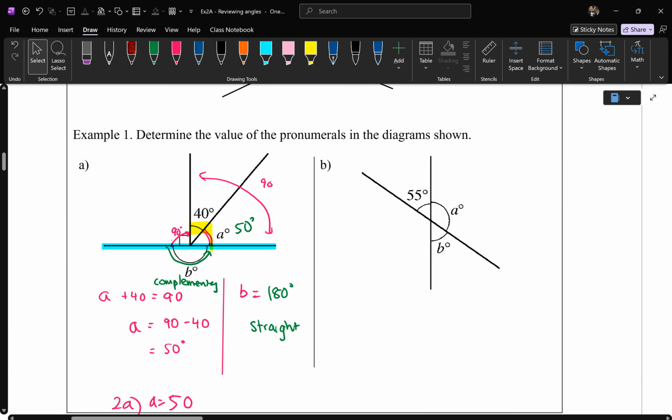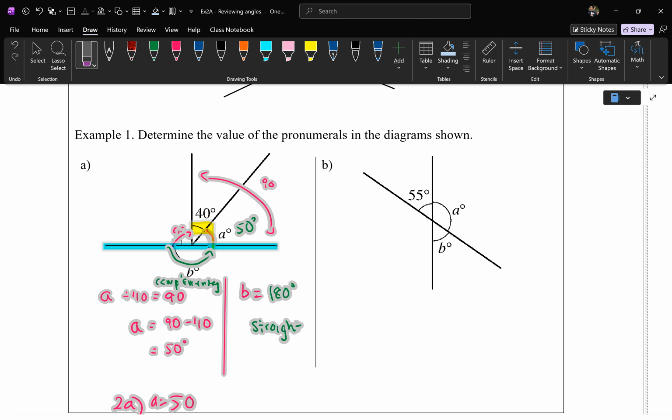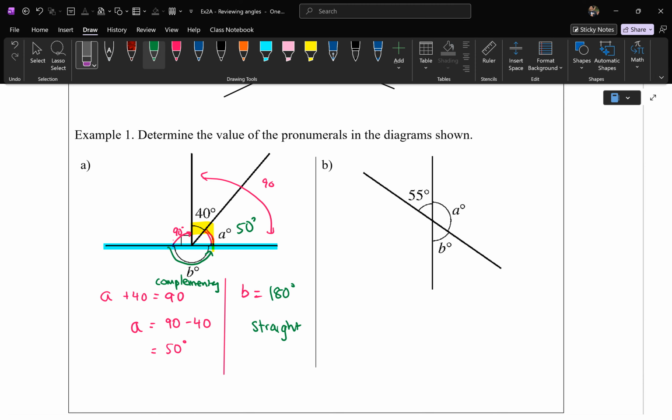Let's try the next one. Same idea. So I don't want to see any of that. I don't want to see 2A, A equals 50, and B equals 180. Most students will write that. I promise you, if you find another year 8 student from another maths class, not in my class, check their book. Promise you'll see something like that. 2A, A equals 50, B equals 180.